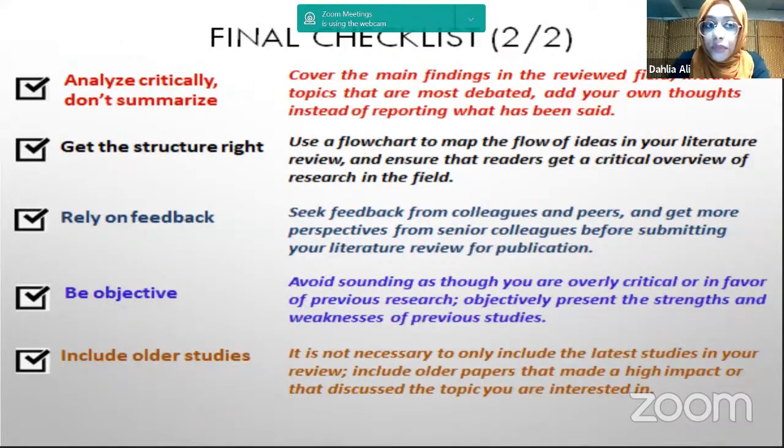And then analyze critically. Do not summarize. Cover the main findings in the reviewed field. Include topics that are most debated. Add your own thoughts, instead of only reporting what has already been said. So we don't want to just copy and paste or take the other researcher's idea. We should also put our own ideas right there in the literature.